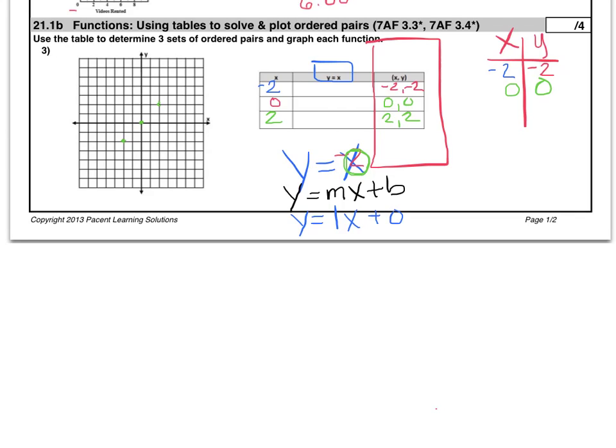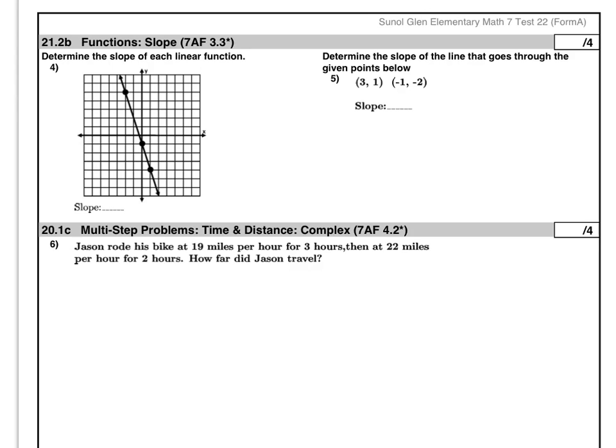And I can see that it makes a nice straight line. It's a linear function. And there it is. Okay. All right, let's move on to our next slide. So this is our next slide, and this is problem number 4 of your test.